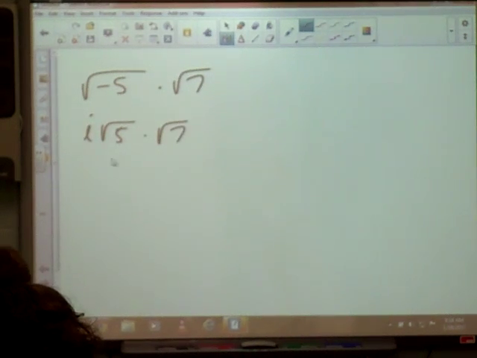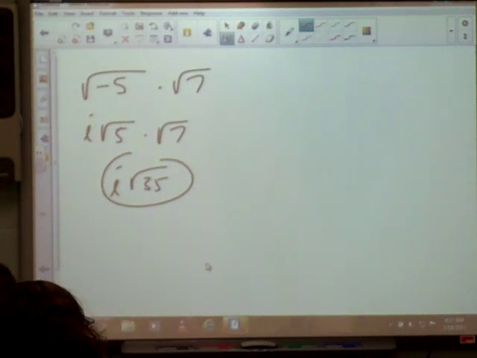So now I can multiply. You can multiply as long as the roots are the same. They're both square roots. So 5 times 7 is 35. So you just got your i square root of 35. You'd be surprised how many people will put a negative out there, but you can't put a negative when it's just i to the first. Only when it's i squared can you put the negative.